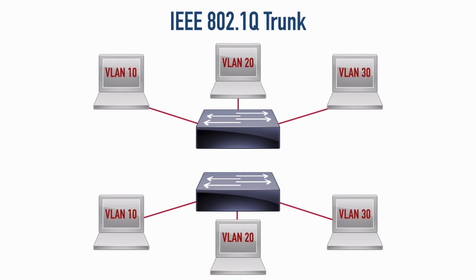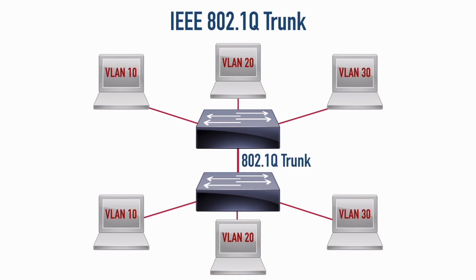How do we pass traffic from the VLAN 10 computer on the top switch to the VLAN 10 computer on the bottom switch? Well, I suppose we could have a link to interconnect the switches that just carried traffic for VLAN 10, and we could have another physical link that just carried traffic for VLAN 20, and so on. But you can see that's not scalable at all. What we can do instead is create a special type of connection between these switches called an 802.1Q trunk.